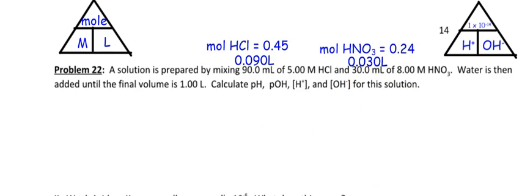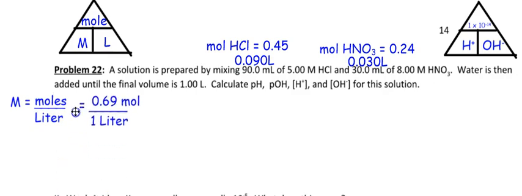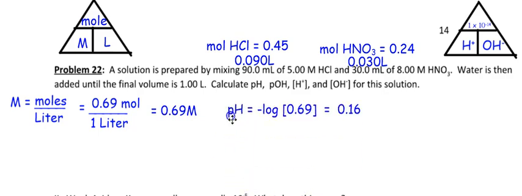So now what? I'm going to calculate the H plus first. I need to know molarity because that's what pH is all about. Well, what's molarity equal to? Moles per liter. I have a total, add these two numbers up, 0.69 moles, and I diluted it to 1 liter. So my molarity of H plus is 0.69. Now I can find my pH, can't I? pH is the negative log of the hydrogen ion concentration, which is 0.16. Remember, these are strong acids. I can do this. So now I can find pOH, subtract it from 14, and I get 13.84.